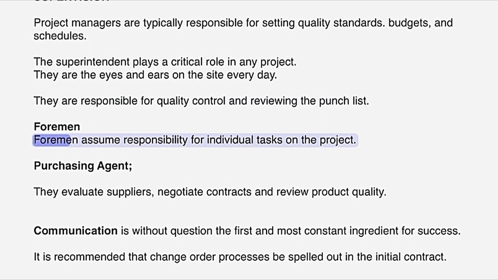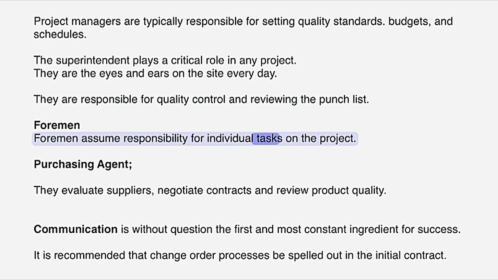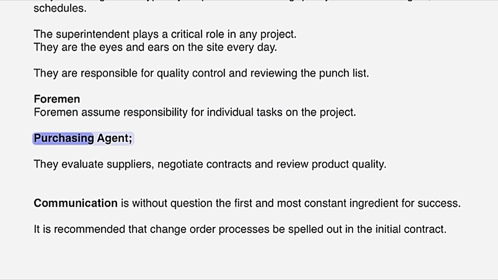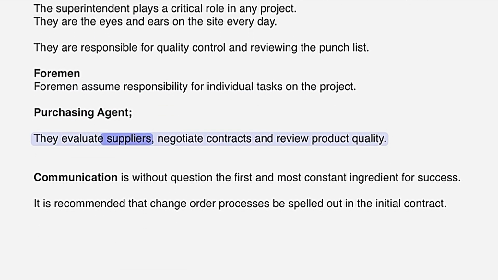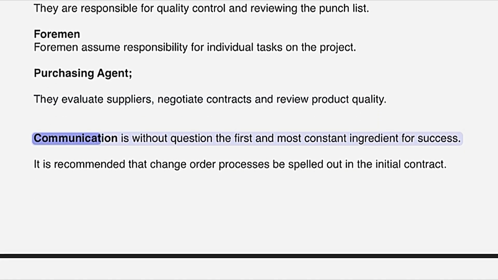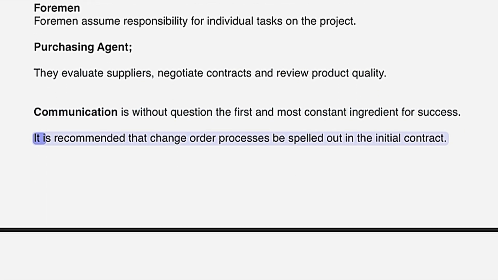Foreman. Foremen assume responsibility for individual tasks on the project. Purchasing agent. They evaluate suppliers, negotiate contracts, and review product quality. Communication is without question the first and most constant ingredient for success. It is recommended that change order processes be spelled out in the initial contract.